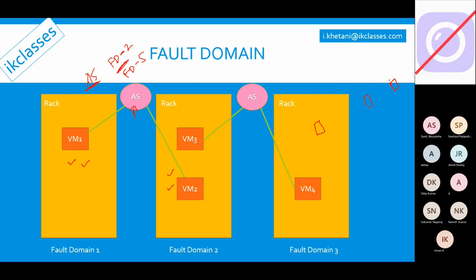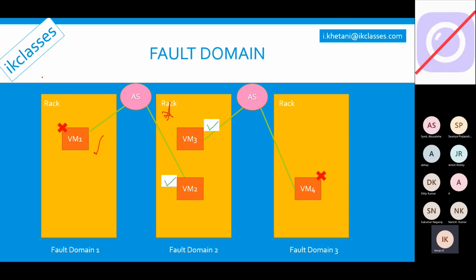Okay. Now, if something happens at the rack level, one VM is still running, right? If something happens to this rack, this VM is still running. So from the rack perspective, we don't have a single point of failure right now. Okay, but still we have a single point of failure.